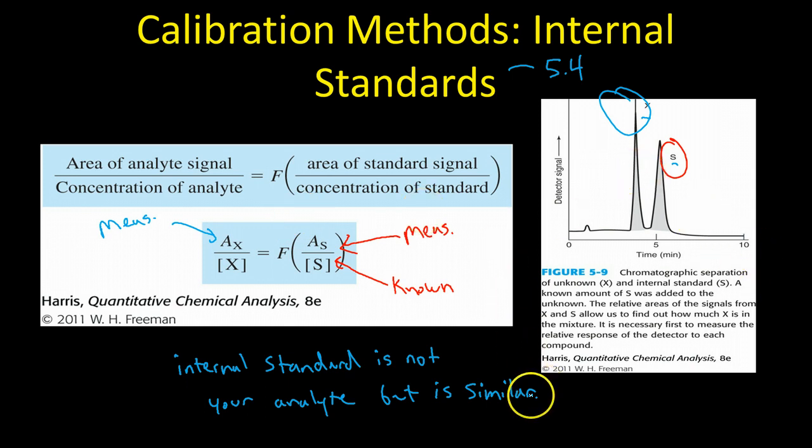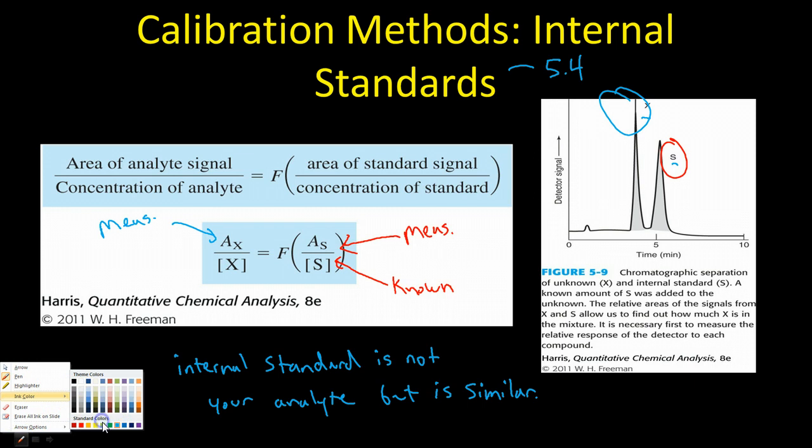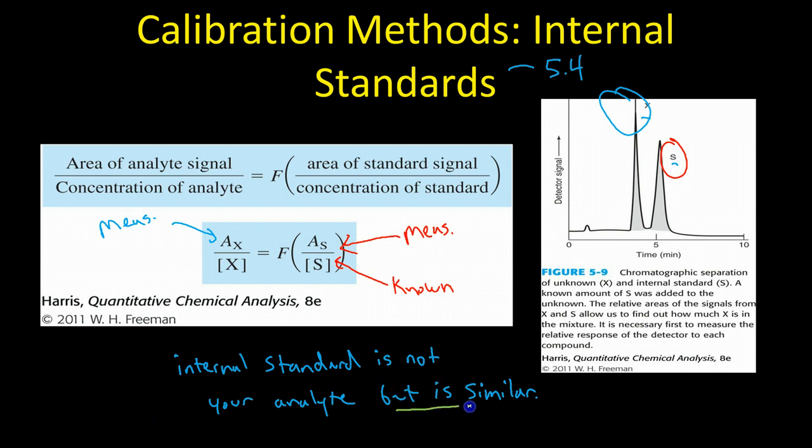You don't even need to have a standard of your analyte, because in some cases you can't even get standards of your analyte. You can use something else in its place, and this is a way to do that, and you only have to do one measurement, unlike the standard additions. But the downside is you're making an assumption here. You're assuming that whatever's happening to your analyte is also happening to your standard, and this may not always be 100% accurate.